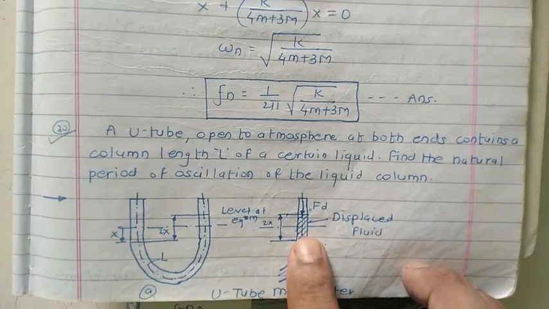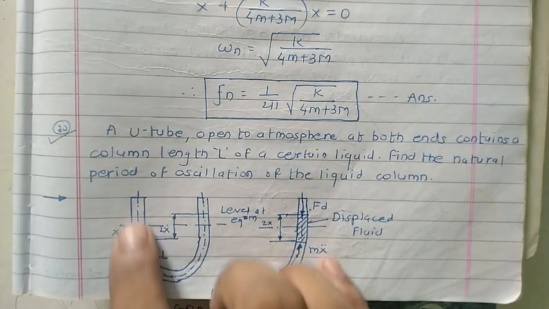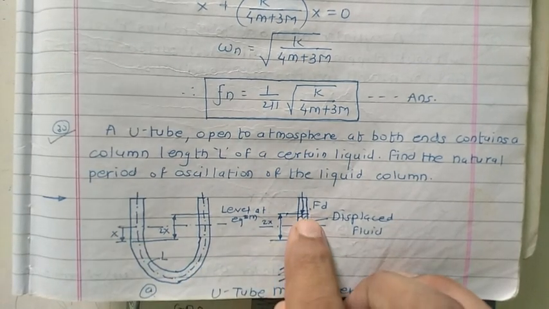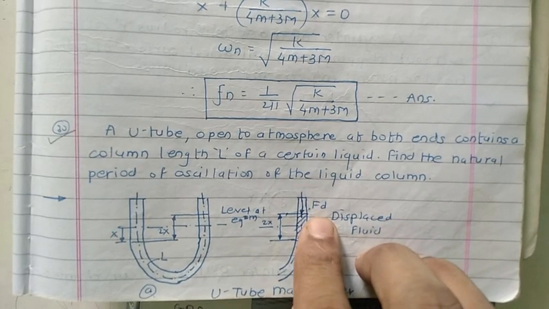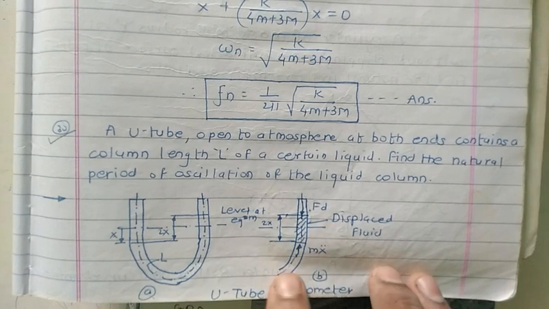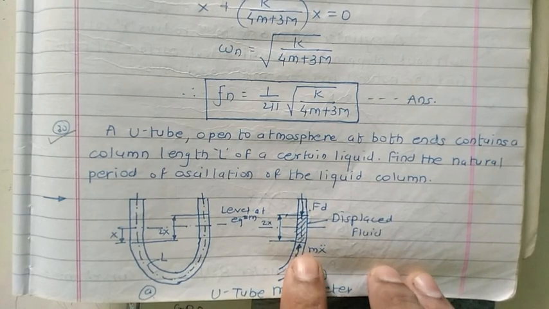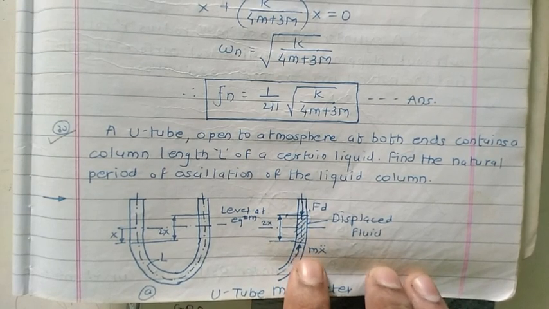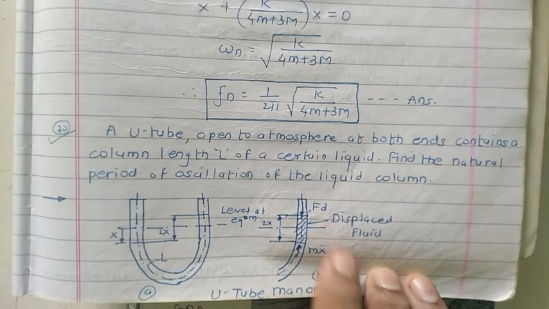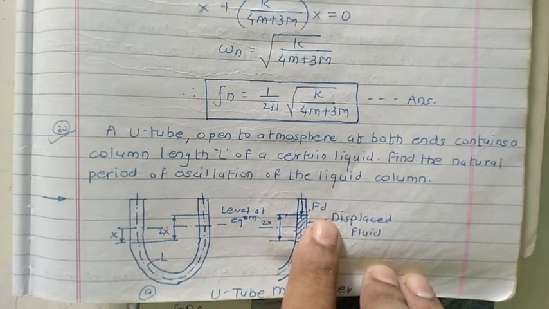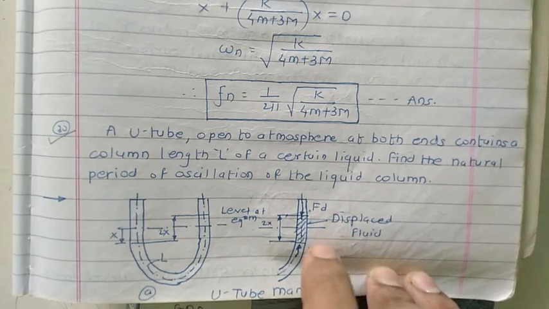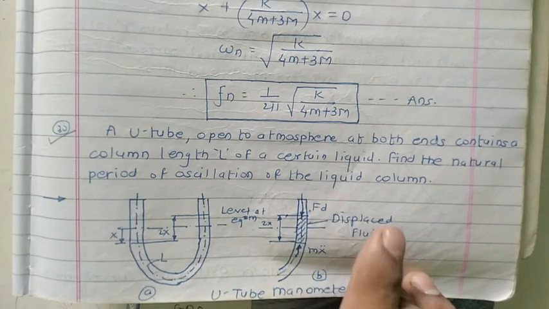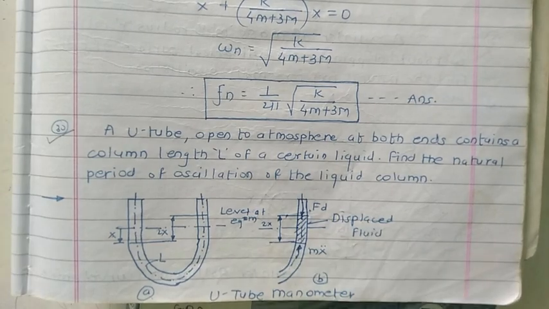So what about this one? When the liquid moves in upward direction, the resisting force will act in downward direction, whose magnitude is nothing but the Fd. So what about this one? The accelerating force, whose magnitude is m x double dot. So this is nothing but the resisting force, or the force that occurs for the movement of this fluid in vertical direction. Okay, that will come in downward direction.